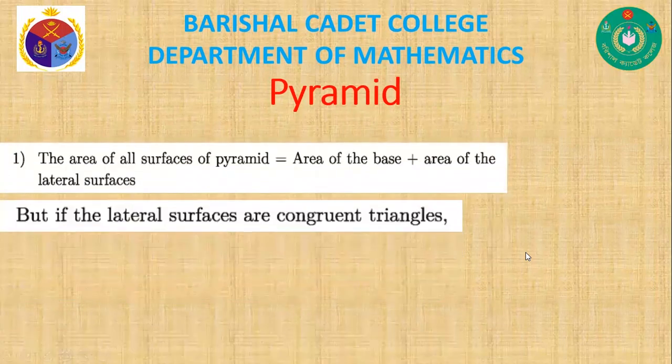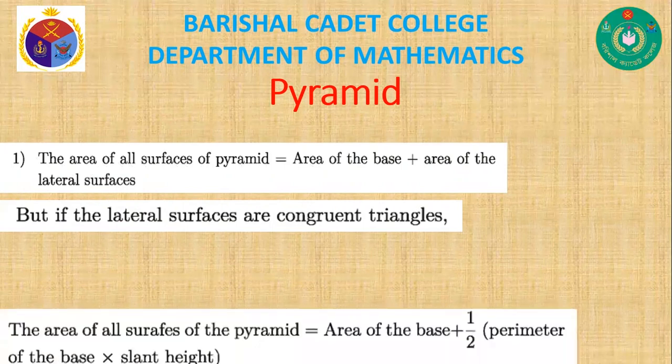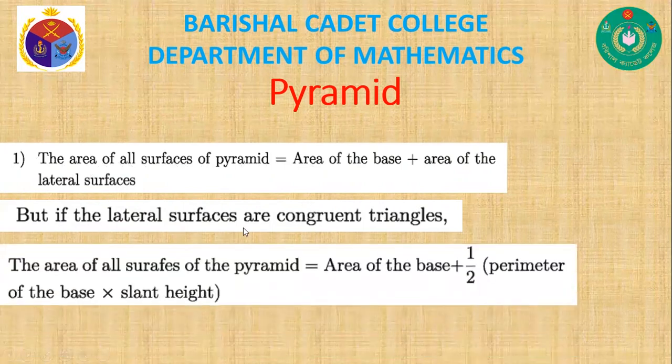Now we will learn some formulas related to the pyramid. First of all, the area of the surface of a pyramid. It will be the area of the base plus the area of the lateral faces, just like the right circular cone. But if the lateral faces are congruent triangles, in that case what can we say? The area of all surfaces of the pyramid will be the area of the base, this one is fixed, plus the area of the lateral faces, which will be half into the perimeter of the base into the slant height.